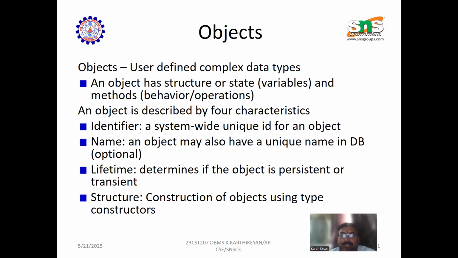Second, an object is described by four characteristics: identifier, name, lifetime and structure. The identifier is a system-wide unique ID for the object. An object may also have a unique name in the database, for example my name, address, phone number and unique ID number. Lifetime determines if the object is persistent or transient. And structure is the construction of the object using type methods.